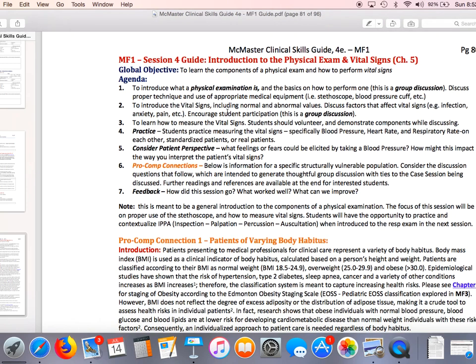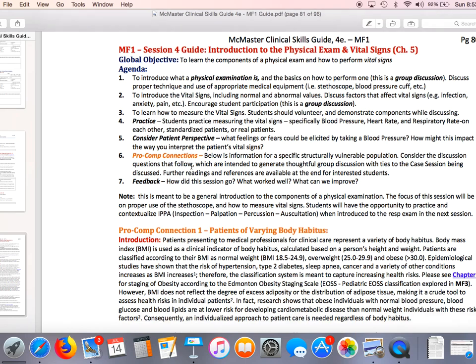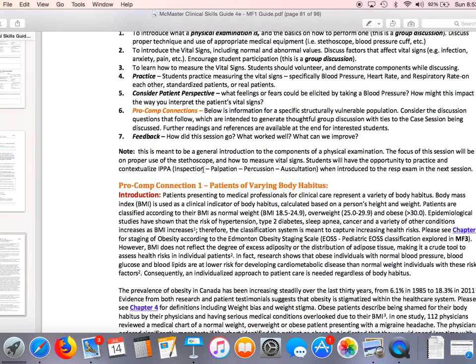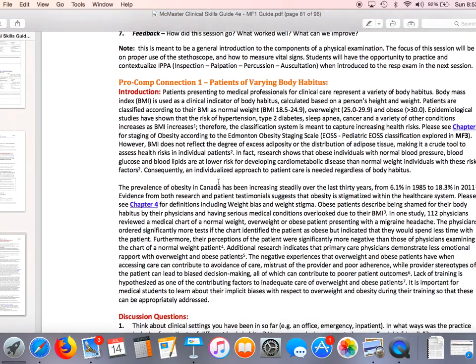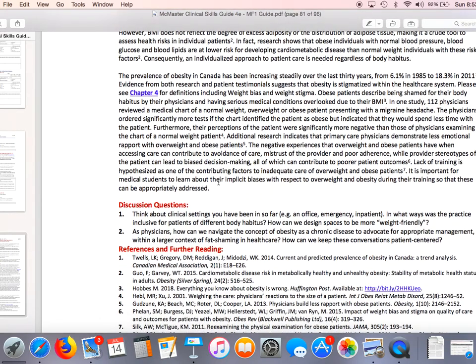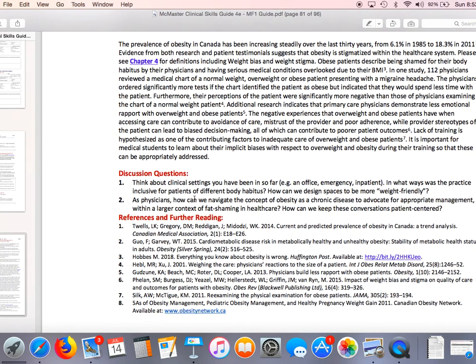This is one of the things I wanted to show you in terms of the diversity and inclusion piece. This starts to get into the physical exam, and there's a pro-comp connection. Remember, professional competencies is part of the curriculum that looks at ethics, communication, professionalism, etc. There's a little primer here on patients of varying body habitus. There's a little bit to read, some references if you need them, and some simple discussion questions.